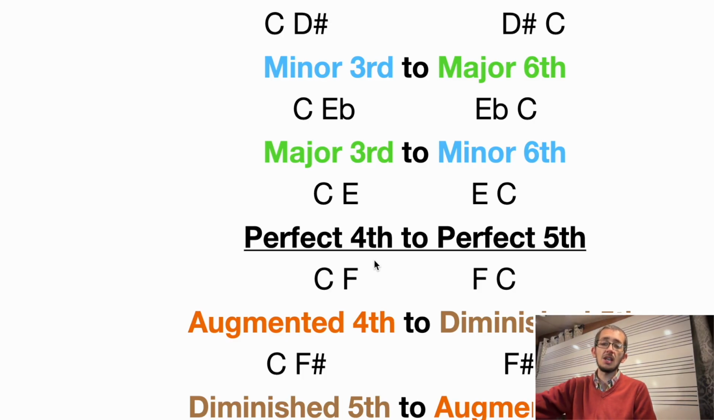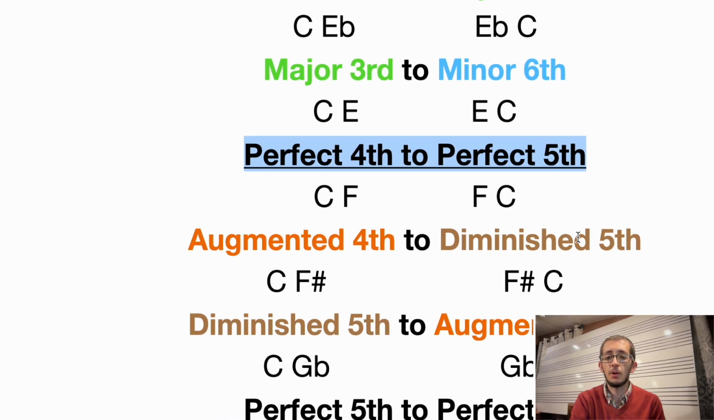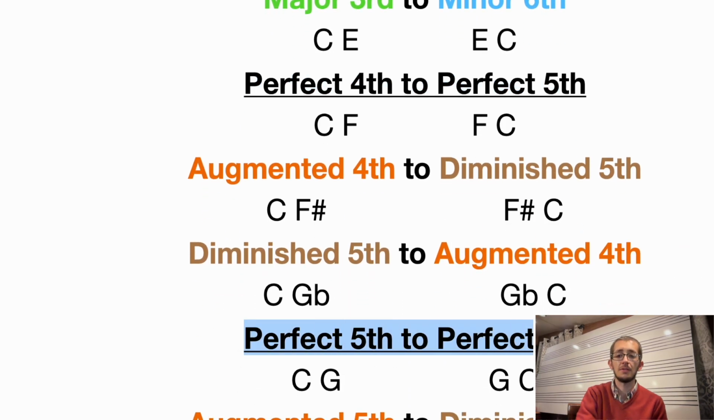C, D, E, F, that's our perfect fourth. But let's take that C and raise it up an octave. Now we have F to C. C is the fifth note in the F major scale. F, G, A, B flat, C. Therefore, F to C is our perfect fifth. So perfect fourths will always invert to perfect fifths, and perfect fifths will always invert to perfect fourths. And 4 plus 5 is 9, so the intervals will also add up to 9.